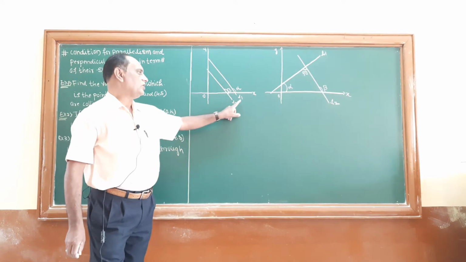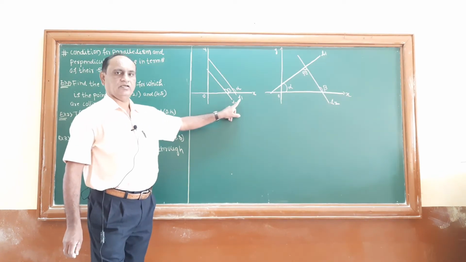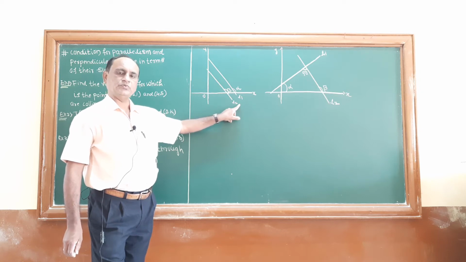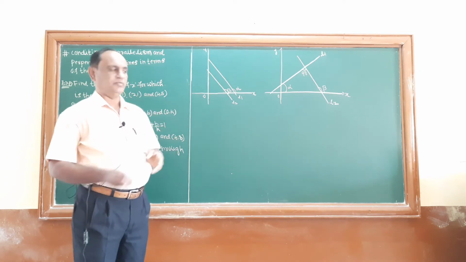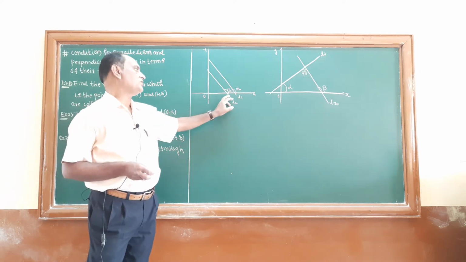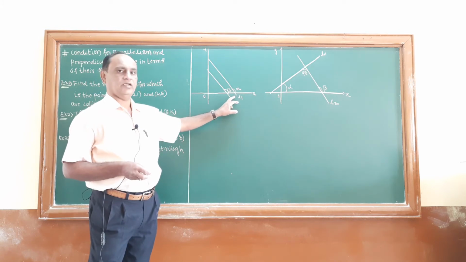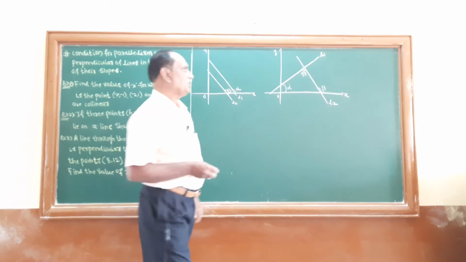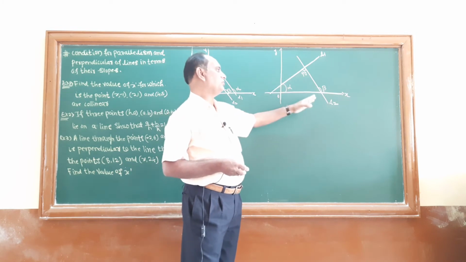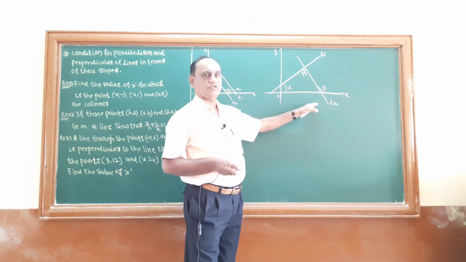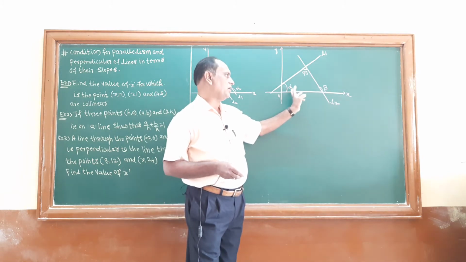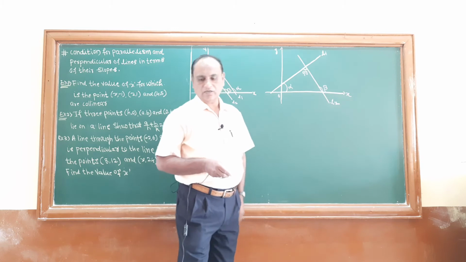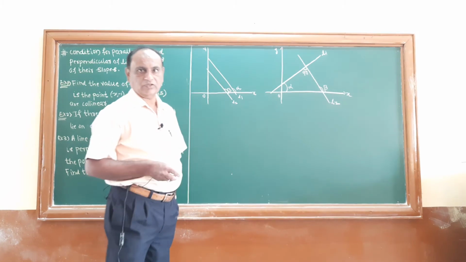Let L1 and L2 be two lines with slopes m1 and m2. Then alpha and beta are the inclinations of the lines L1 and L2. On the same line, let L1 and L2 be two lines with slopes m1 and m2, and let alpha and beta be the inclinations of the lines L1 and L2.